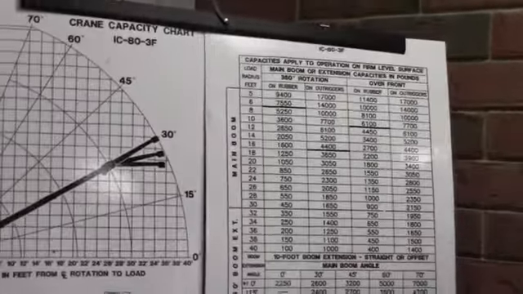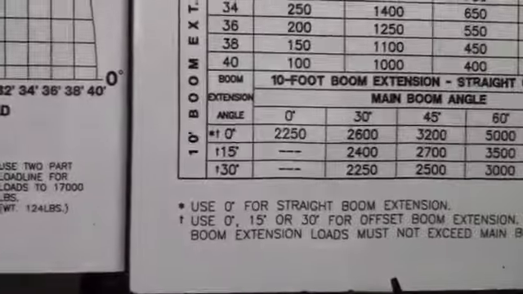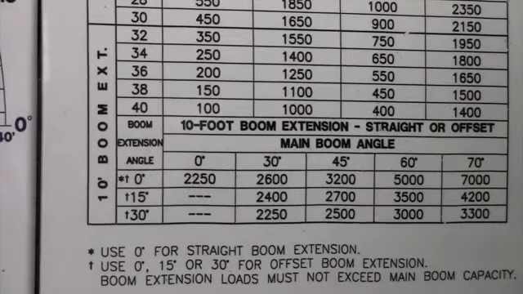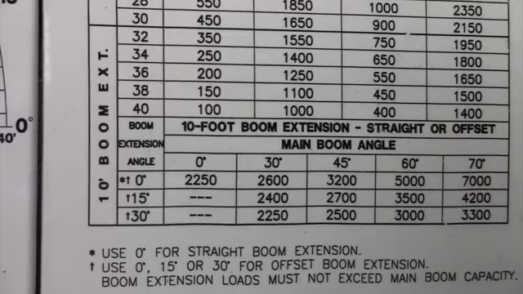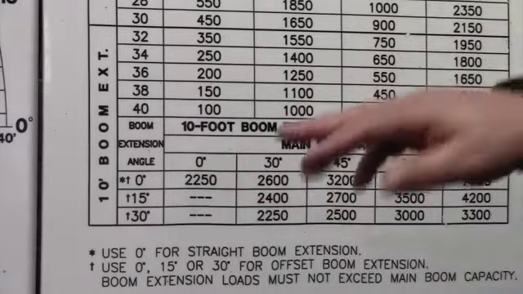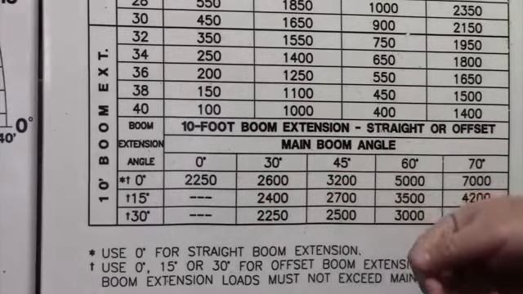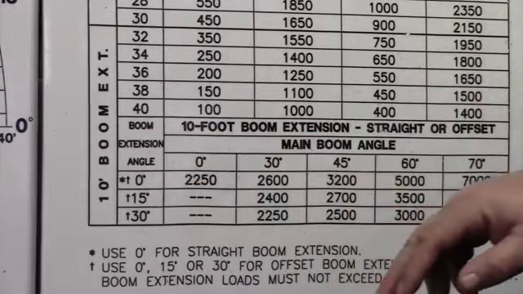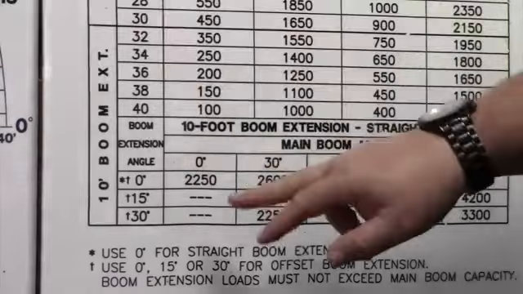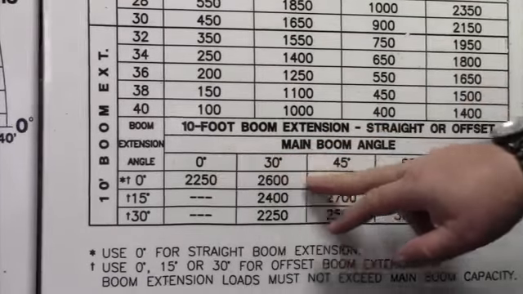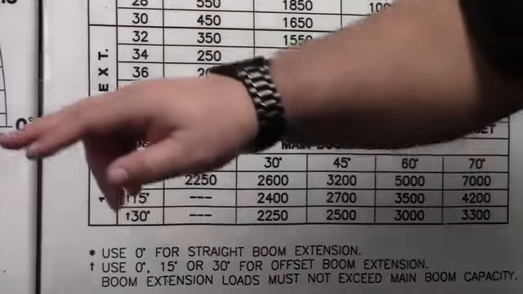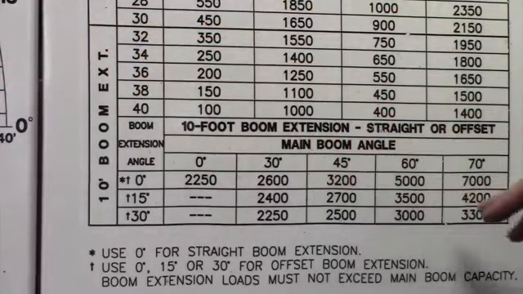And so when you have the jib fitted, if you go down here to the bottom, this bottom load chart has to do with the 10-foot jib extension. Now, the jib extension is there for lifting very light loads to very high heights, at the maximum height that the crane will reach. And so you have to make sure that if you're using the jib, you use the jib chart that's on the bottom. Now, here we have the boom extension angle, which is either 0, 15, or 30 degrees. If it's at 0 degrees, you use the 0 degree chart. If it's at 15 degrees, you use the 15 degree chart. And if it's at 30 degrees, you use the 30 degree chart.